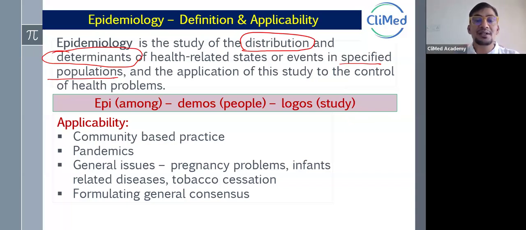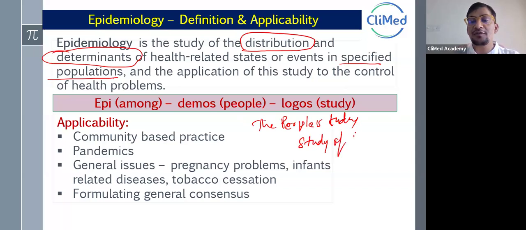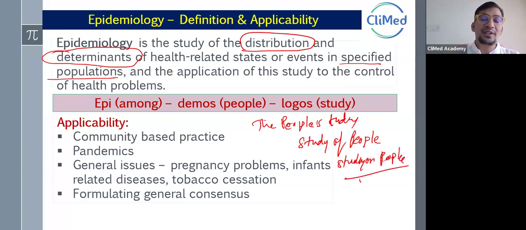So epidemiology is nothing but the people's study, or the study of people, or study on people, same thing. Whenever we include all types of human beings and do larger research on them, that comes under epidemiology. Epidemiology is made of three Greek words: epi, demos, logos. Epi means among, demos means people, and logos means study. So the meaning in English is the study among people, where we study the people. That is the simple breakdown of epidemiology in Greek. But let's come back to the definition.